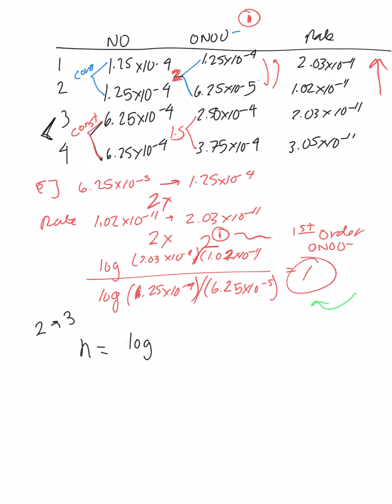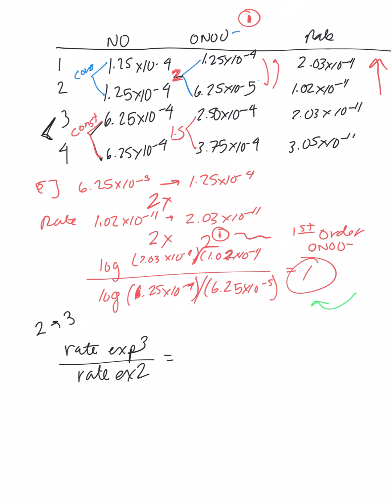Okay, so what we're going to do here is actually do it a little bit differently. When we're comparing two variables, what we can do is look at the rate of experiment 3 over the rate of experiment 2.